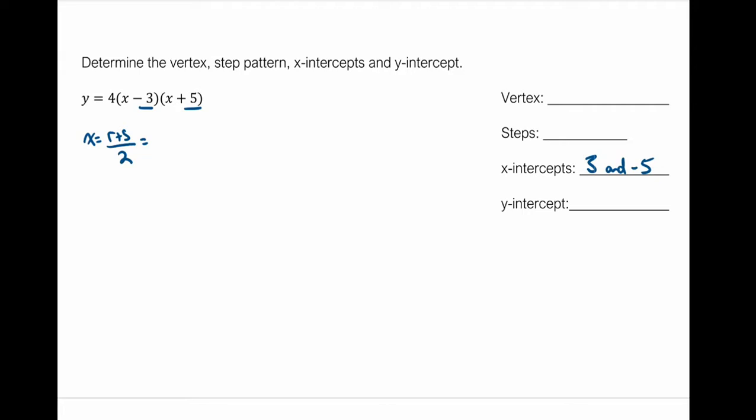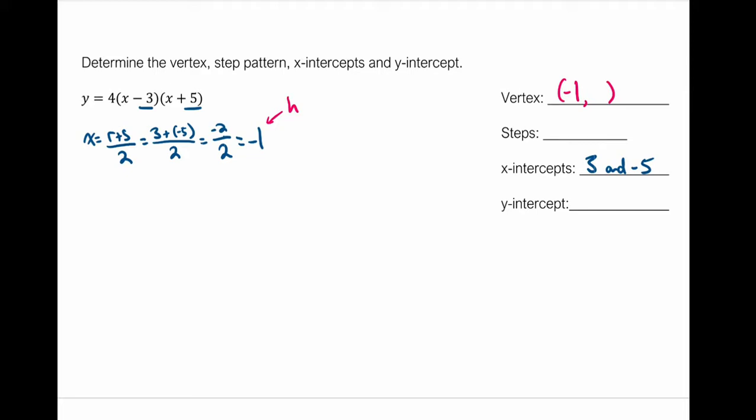So if I want to find the x value of my vertex, or again that axis of symmetry, that middle value, I add those two x-intercepts up. So 3 plus negative 5 and divide by 2. So in this case I get negative 2 over 2, or negative 1. So this is actually my h value. So I know my vertex is going to be at negative 1 and something.